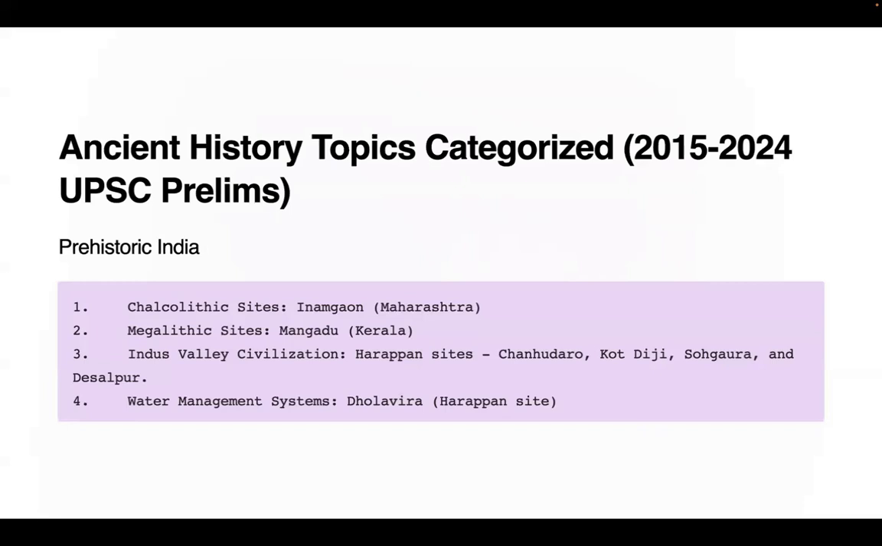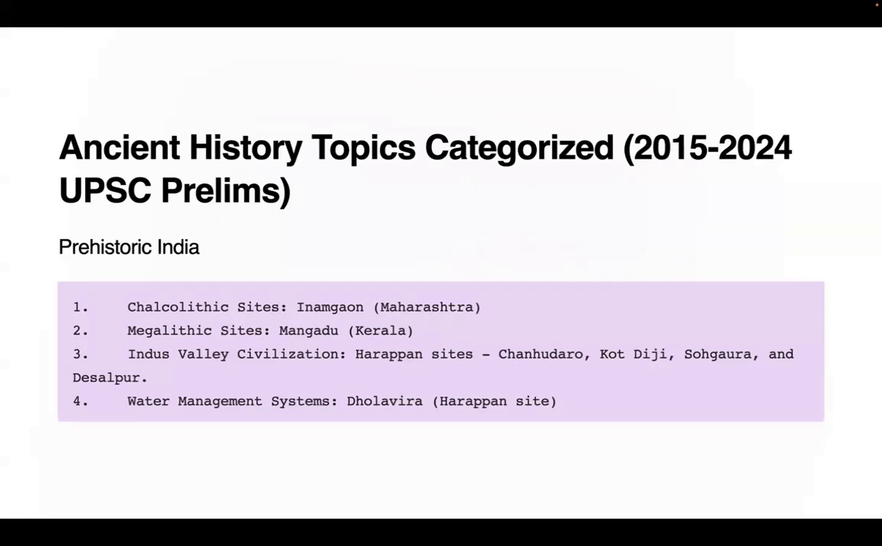In prehistoric India, they've asked about Chalcolithic sites like Inamgaon. So what we will do is remember all the Chalcolithic sites. At least 10 names you should remember. NCERT maybe gives this. This is basic. Okay. Megalithic sites: Mangadu they had asked, which is in Kerala.